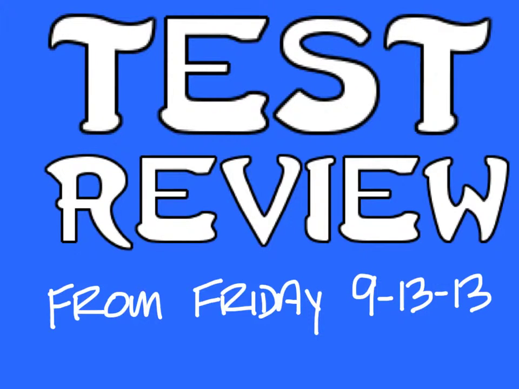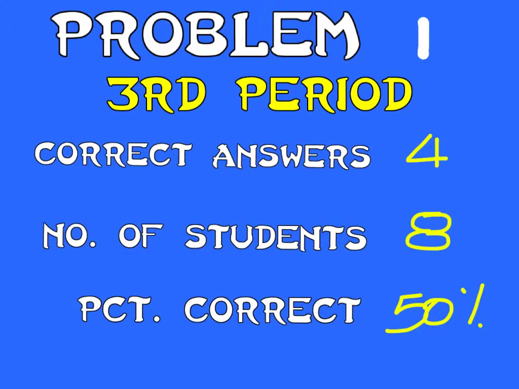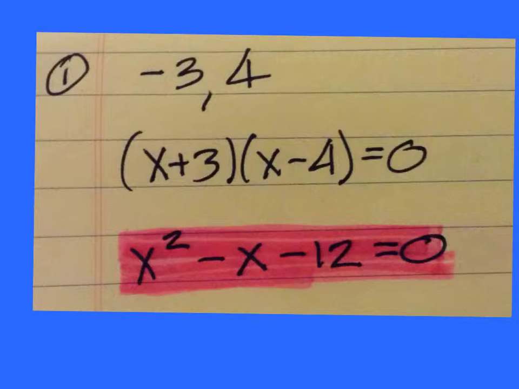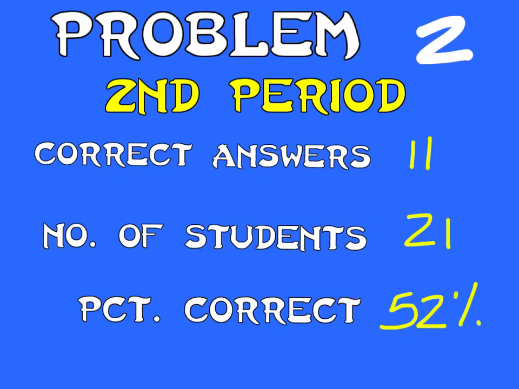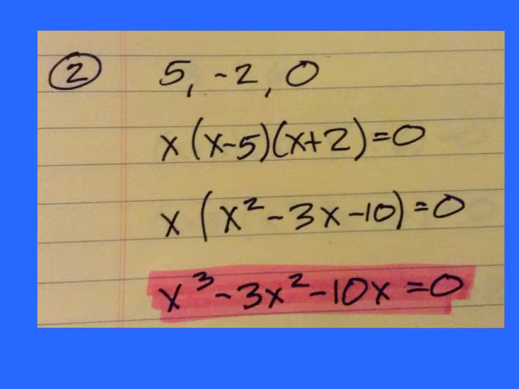Here's the test review. On problem 1, in second period, 76% of them had it right, and for this class, 50% had it right completely right. X squared minus x minus 12 equals 0. On the second problem, second period, 52% had it right, and 75% had it right in this class. X to the third minus 3x squared minus 10x equals 0.